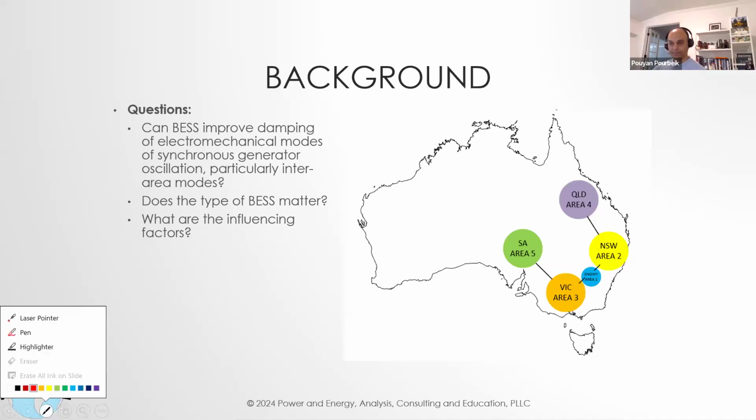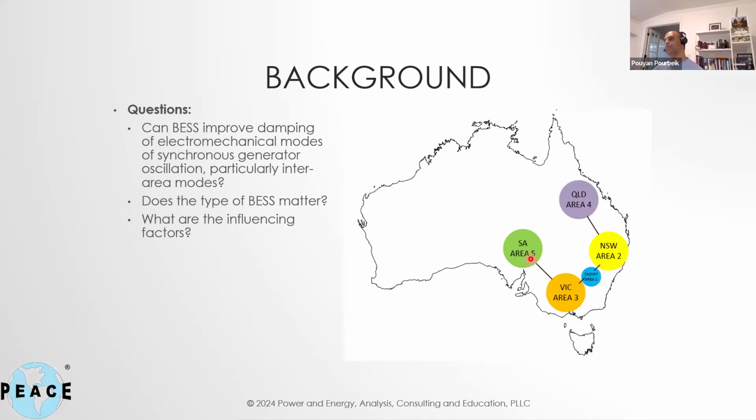Let me see if I can get the pointer to work so I know you can see me. So we have Queensland, New South Wales, Victoria, South Australia, and then Snowy Mountains in the middle here. Tasmania is connected through an HVDC link, so it doesn't really come into the context of what we're discussing here. But you could have generators in, say, Queensland oscillating against the rest of the network, or generators in South Australia oscillating against the rest of the network.